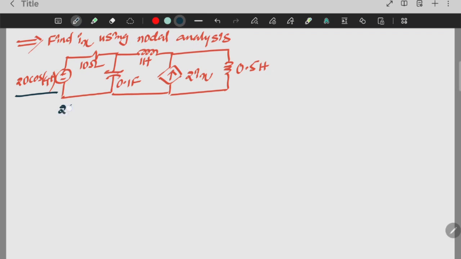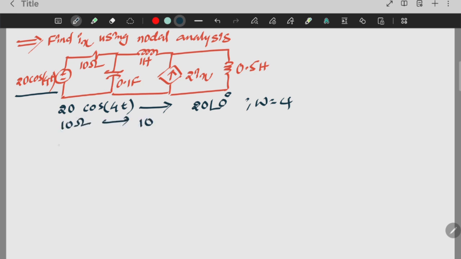For example, 20 cos of 4t is there. How do we write this in the phasor representation? 20 at an angle of 0. Here the frequency omega is equal to 4. Then 10 ohms will be 10 only. Then 0.1 farad is there. It is a capacitor, so the capacitance value is equal to 0.1.